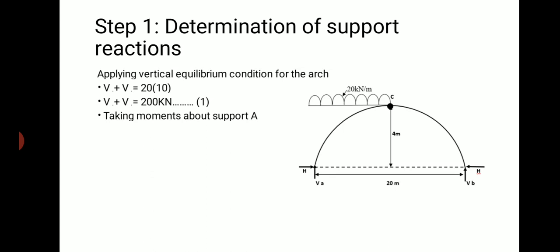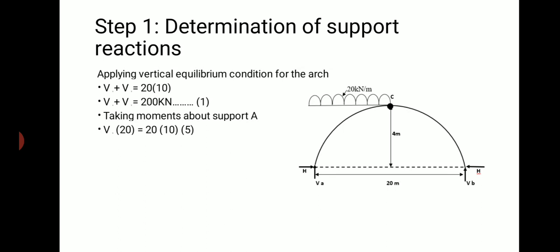The next is the moment equilibrium condition. We can take the moment at either support A or B. I am considering the moment about support A. So VB into 20 is equal to 20 into 10 into 5. Here I am also considering the sign convention that clockwise moments are positive and anti-clockwise moments are negative. So VB into 20 is the anti-clockwise moment.